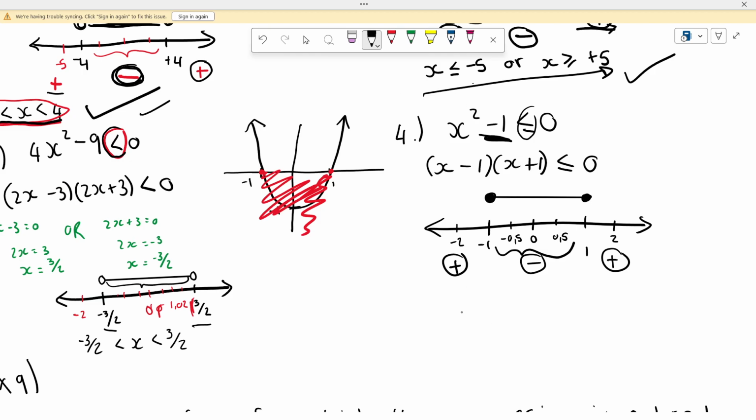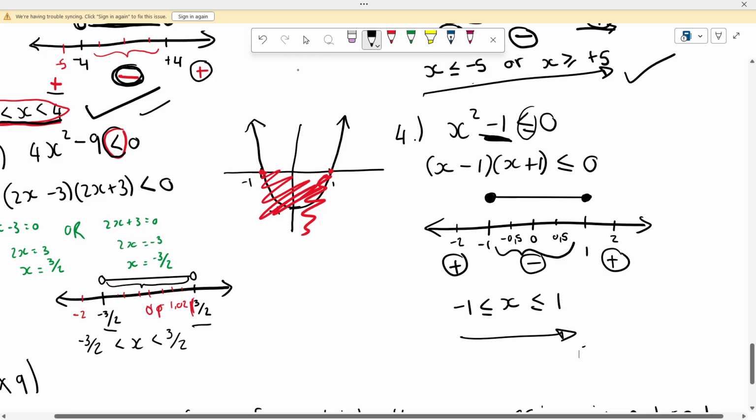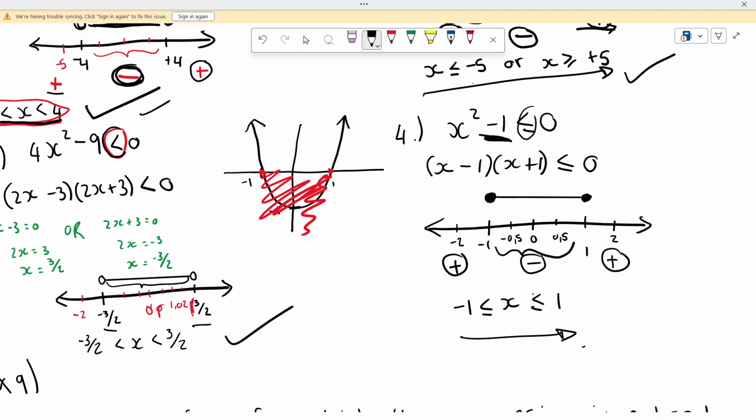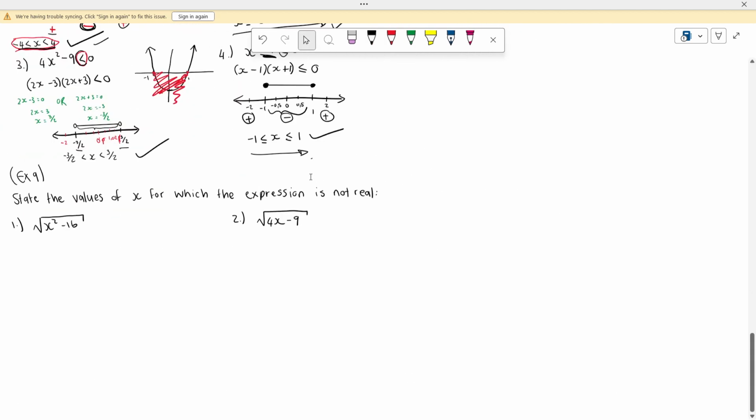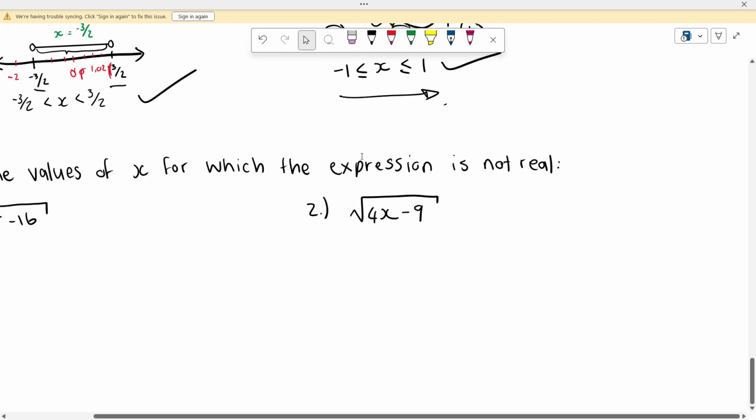Now we can go and write our final answer. So negative 1 is smaller or equal to x, and positive 1 is bigger or equal to x. One continuous inequality. Okay. So these are your corrections for exercise number 8. Now let's move on to exercise number 9.